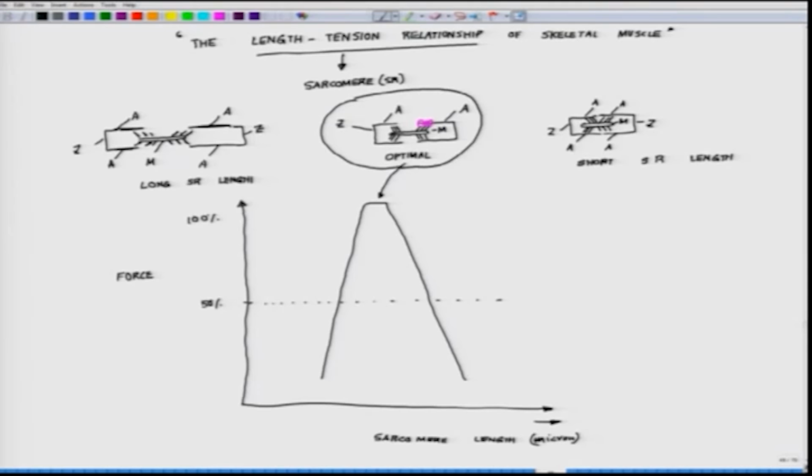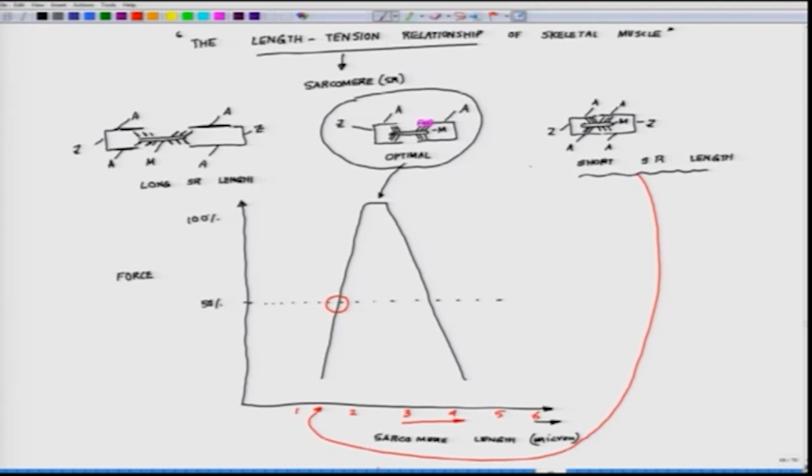Okay. And when the length shortens. So, if I talk about the shortened length, I am talking about this part, because length is increasing like this. Okay. If 1 unit, 2 unit, likewise if I put it 1, 2, 3, 4, 5, 6, likewise. I mean, this is just imaginary unit I am putting. So, sarcomere length is at 50% when it shortens out.